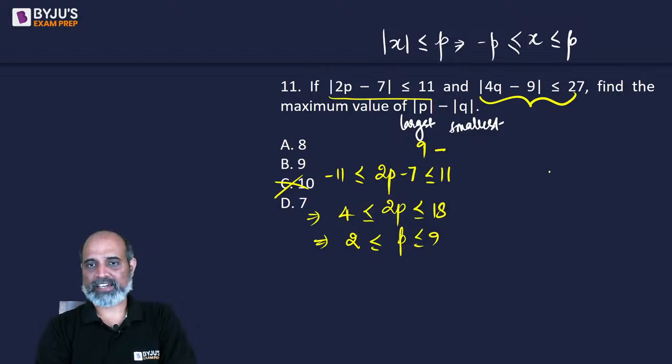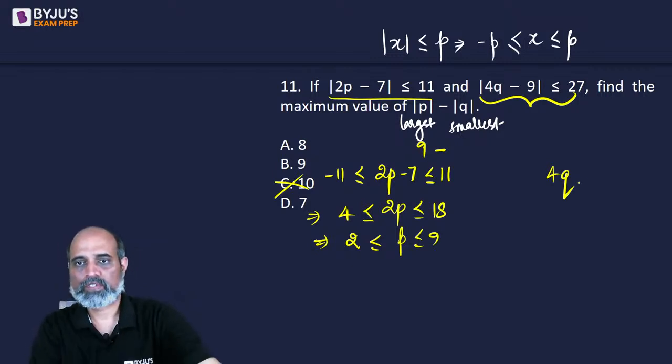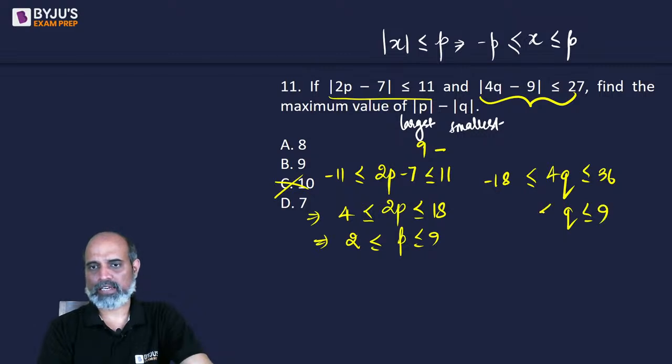Next one, if I take the second condition, I will get 4q less than or equal to 27 plus 9 and greater than or equal to minus 27 plus 9. So q is going to be less than or equal to 9 and greater than or equal to minus 4.5. So the smallest value of mod of q we can take is 0.